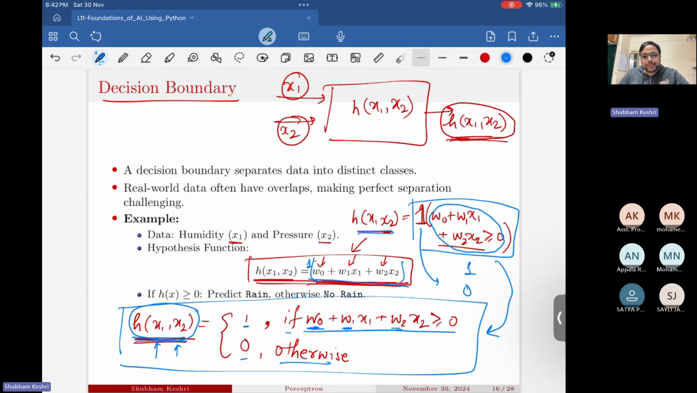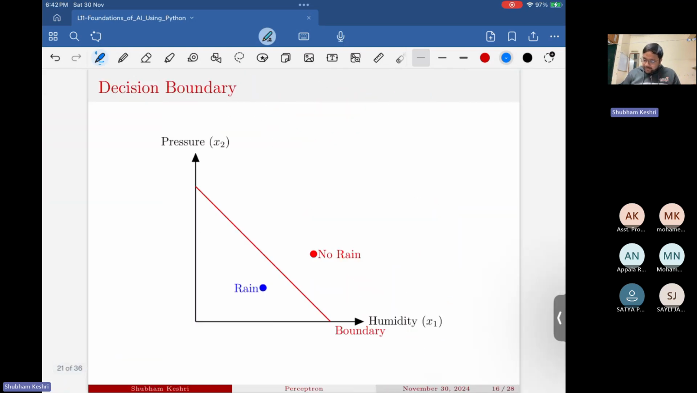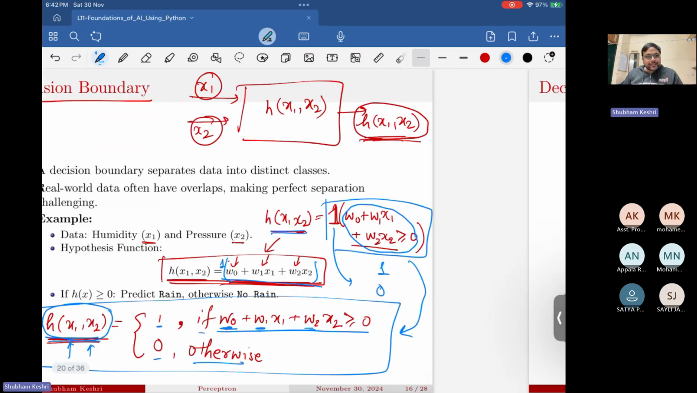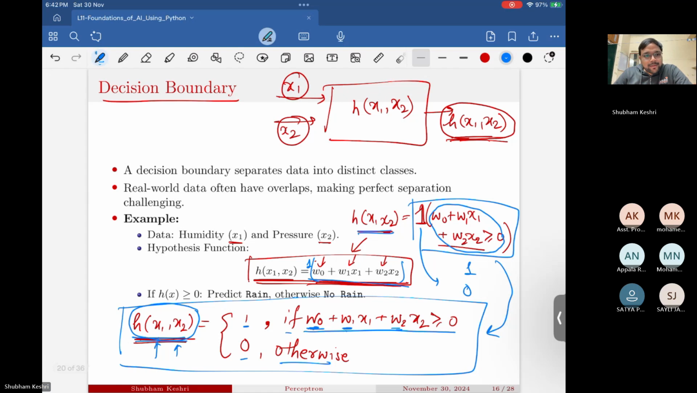Is it clear, or is a lot of mathematics coming? You can just tell me, I'll skip some mathematics and just go to the idea. Okay. Excuse me, sir. Yes, yes, Satya. Sir, I didn't understand the indicator function.